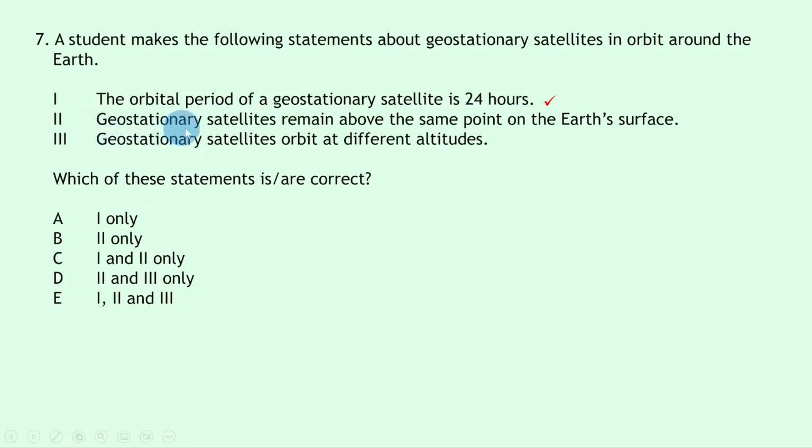For statement 2, geostationary satellites remain above the same point on the Earth's surface, and that is also true because the period of its orbit matches the length of one day on the Earth, i.e. the time taken for the Earth to rotate once on its axis.